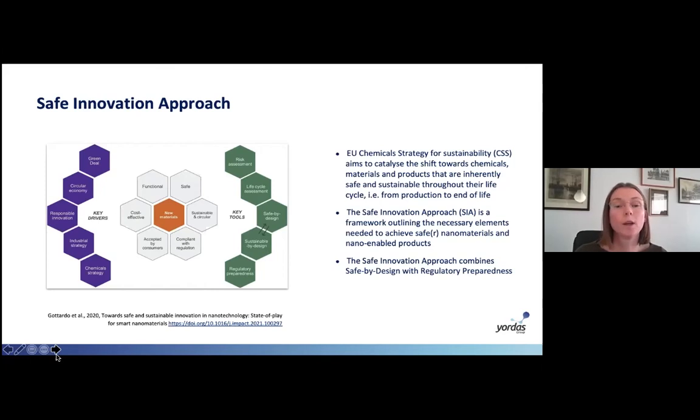And on the right-hand side of this slide, you can see some of the key tools that they've identified, such as risk assessment, life cycle assessment, safe by design and sustainable by design, which together really form safe and sustainable by design, and regulatory preparedness. And the safe innovation approach combines this safe by design with regulatory preparedness.